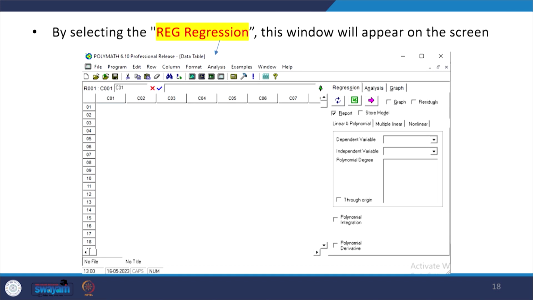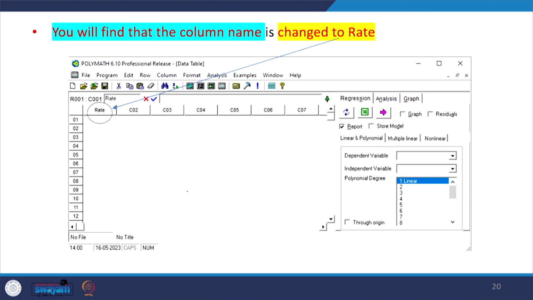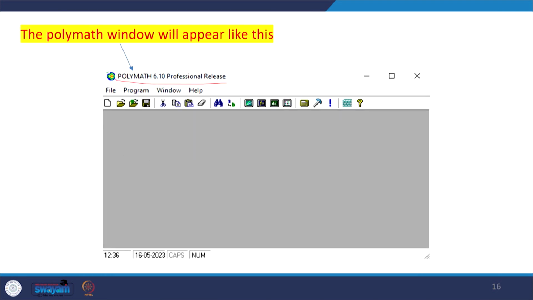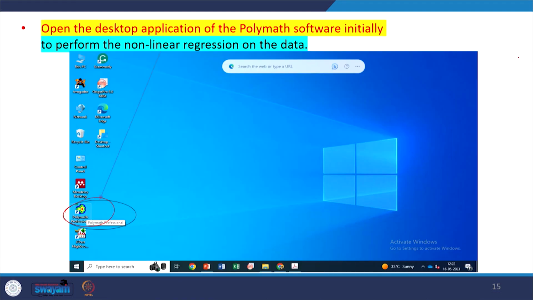Okay. Once regression comes, we click the tabs, and then this type of screen will appear. Once it has appeared, we have to select the column. First we have to change the column names by double clicking on it. We double click on the C01 button, and then this type of column window will come. Here you have to change the column name. First we have rate, then partial pressure of ethylene, then partial pressure of ethane, then partial pressure of hydrogen. That way we put all the data.